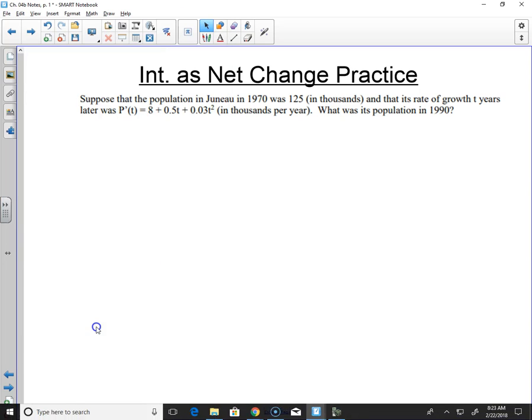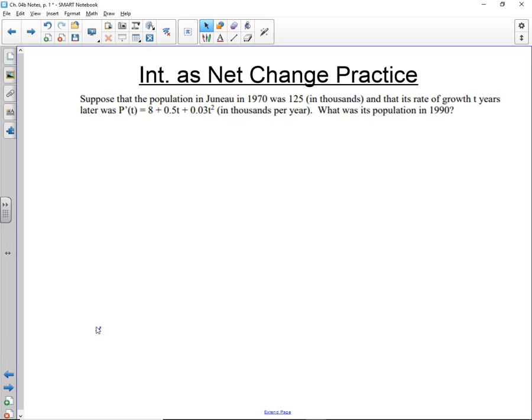So final amount. The final amount is after how much time has passed? About 20 years. 20 years has passed. So can we say that we want P, and I'm using P because they use P. I'm like, whatever, okay, fine. P of 20, is that what we want? Yeah. We want the population after 20 years has passed. Okay, why is this integration as net change? It doesn't have to be, but this one is.